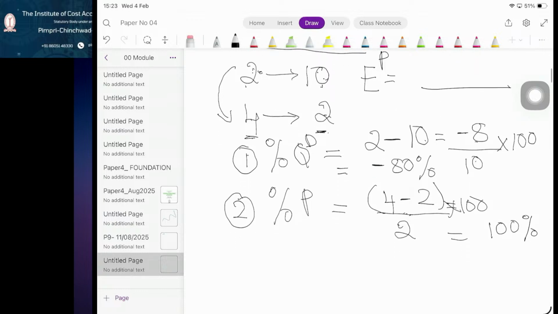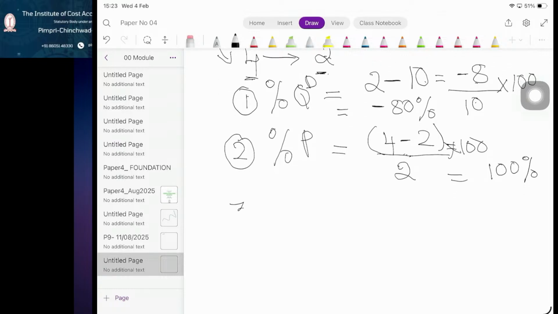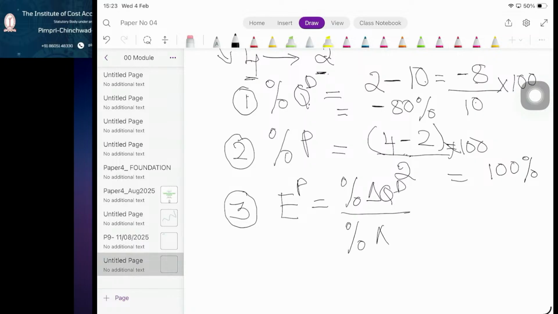So the third step: we calculated percentage change in quantity demanded. Then we calculated percentage change in price. Now calculate elasticity, which is a ratio of percentage change in quantity demanded upon percentage change in price. How much is it now? Minus 80% upon 100%. The percentage signs will cancel, and you will get minus 0.8.